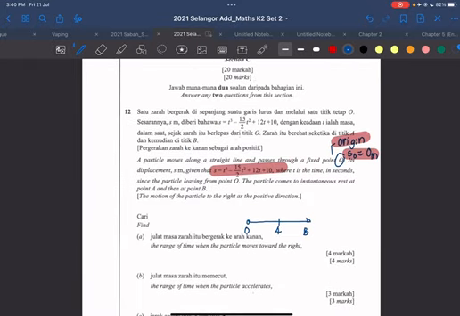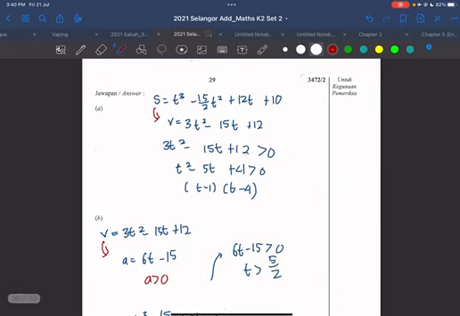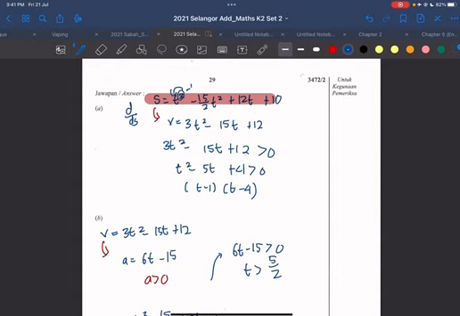So the first question, find the range of time when the particle moves towards the right. So this is the equation for the displacement that the equation gave us. In order to find the equation for velocity, we can differentiate this equation. So we will bring 3 to the front, and we will subtract the power by 1. So 3 minus 1 is 2, so 3t squared. Same case to this, we will bring 2 to the front, so 15, and we will subtract the power by 1. So that's why we get 15t. And 12t, if we differentiate it, it will become 12. So this is the equation for velocity.